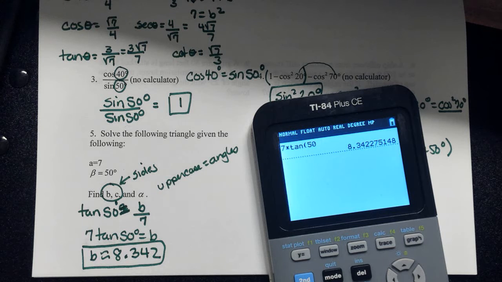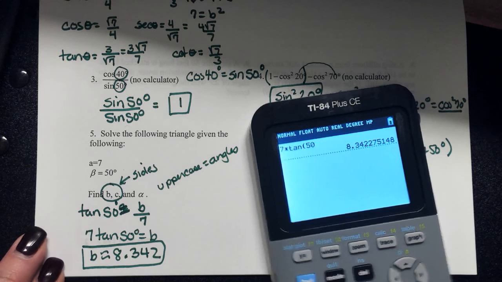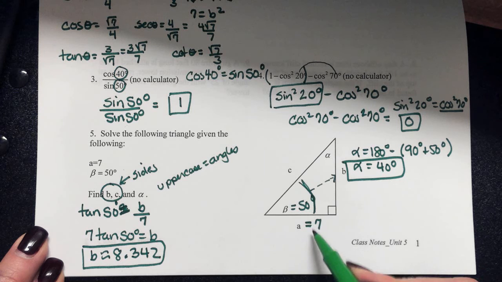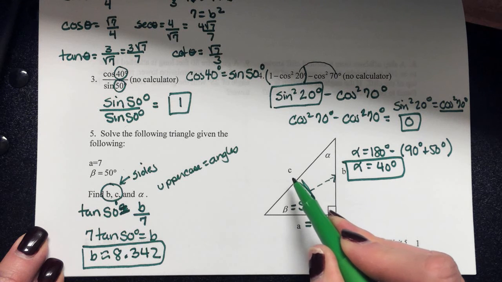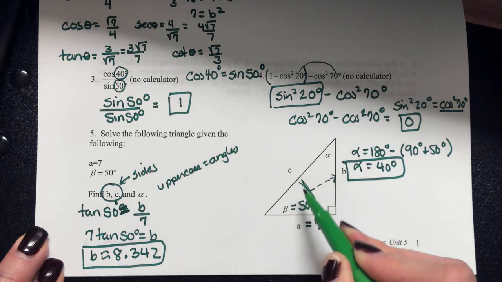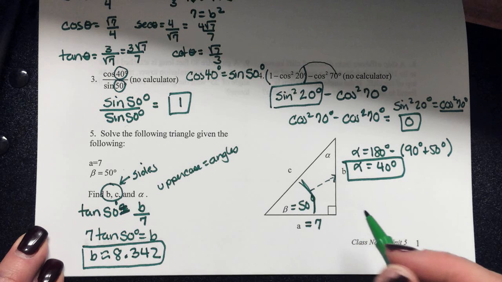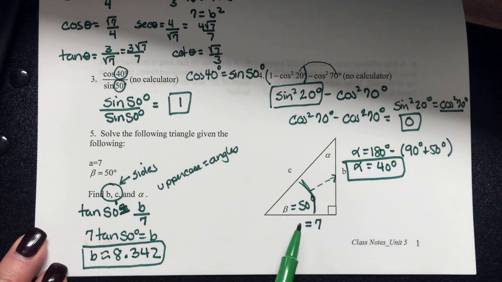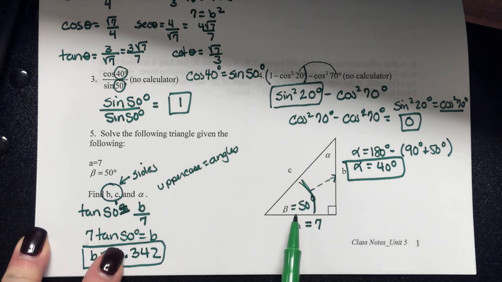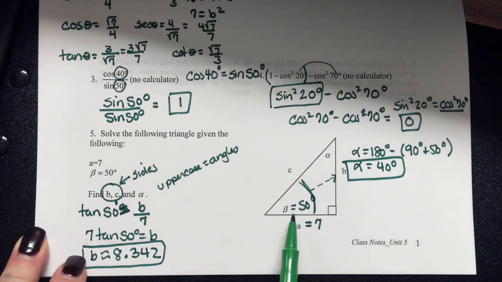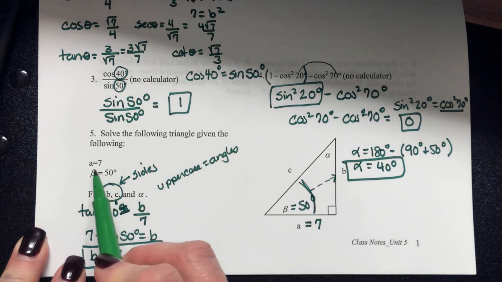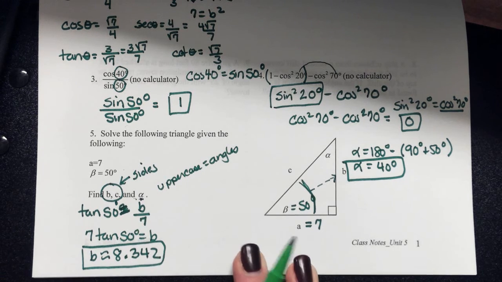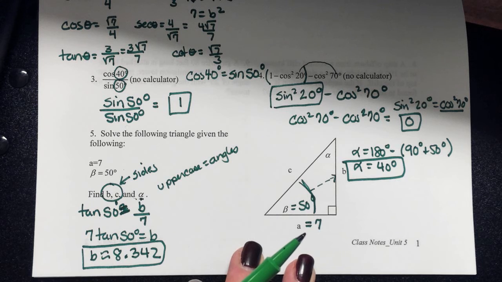Yes, Carla? Why can't we solve B with the cosine of 50? Because remember, cosine is the adjacent over hypotenuse, so when I go to solve for side C, I will use the cosine. That's what we just did, tangent of 50. Oh, then why did we do the 30? Because it asks to solve for angle A.